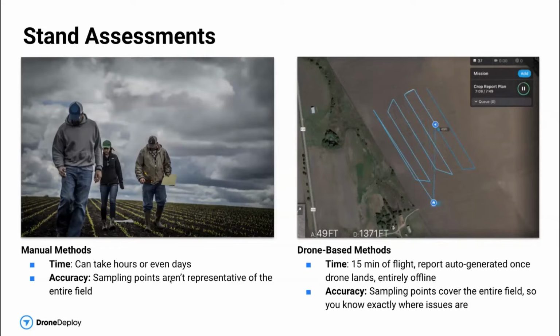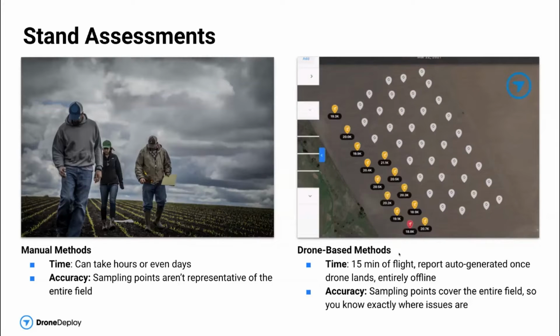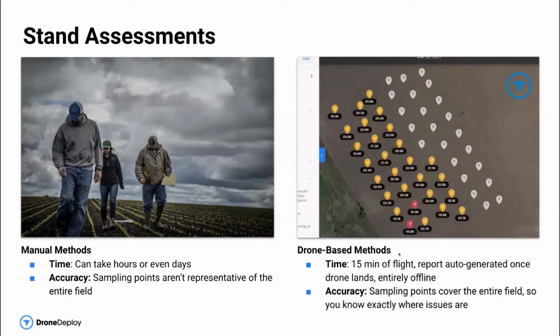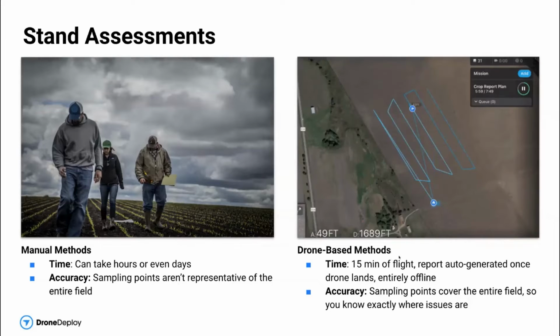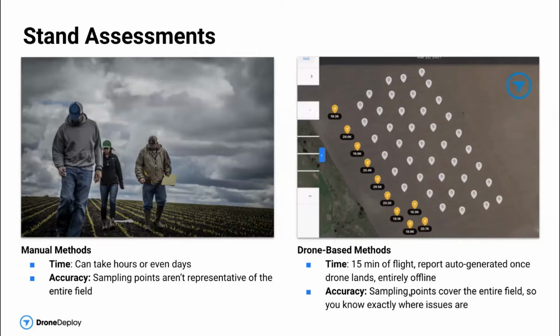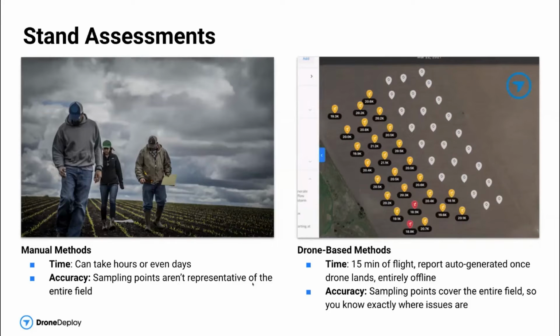DroneDeploy's taken the accuracy, the efficiency, and brought it into the 21st century with our drone-based stand count. It's even faster than a Crop Scout. 15 minutes will get you 100 acres, all offline, and you'll have sample areas over the entire field, so you know where you're going to need to replant while you're in the field.